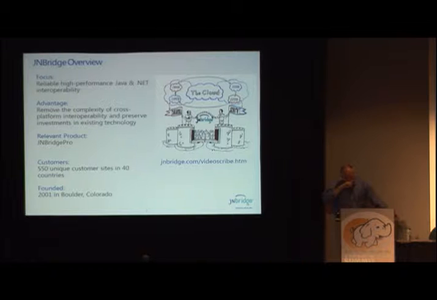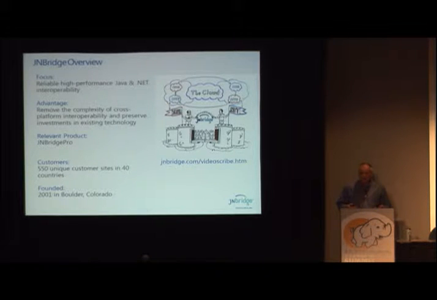So what JaneBridge focuses on is essentially making interoperability go away. So you don't have to concentrate on the mechanism of interoperability. It's a way to code in one framework, either Java or .NET, without having to worry about the fact that there actually may be Java objects, but they have a tendency to look like .NET objects to you and vice versa. So the whole idea is to make the complexity of cross-platform interoperability go away, at the same time preserving the technology that your companies have invested in.